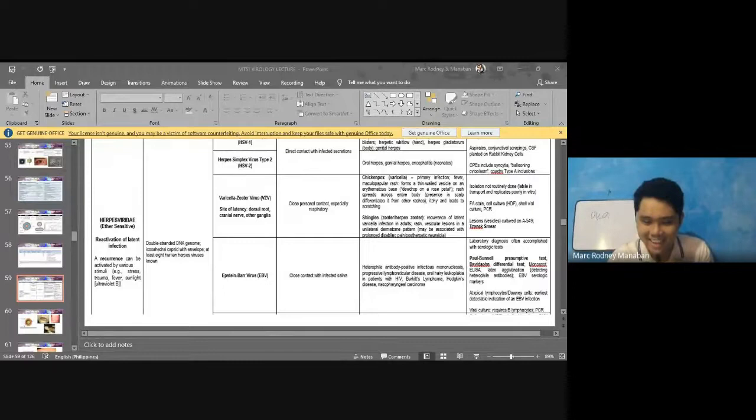So the name of the cell in Hodgkin's lymphoma that is pathognomonic, meaning it really points to your disease, has an owl's eye appearance. What is the name of the cell in Hodgkin's lymphoma?